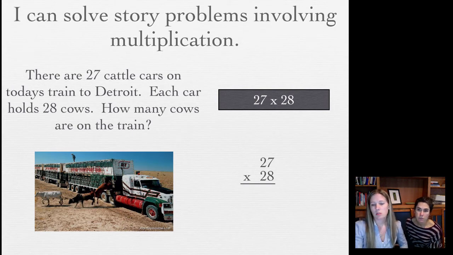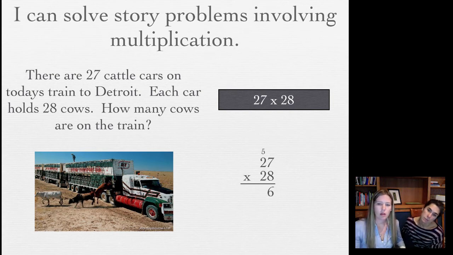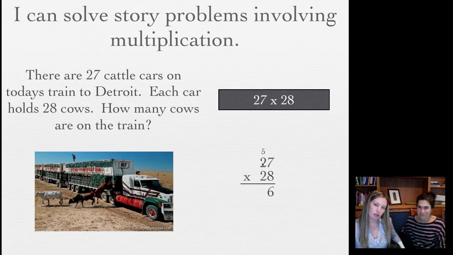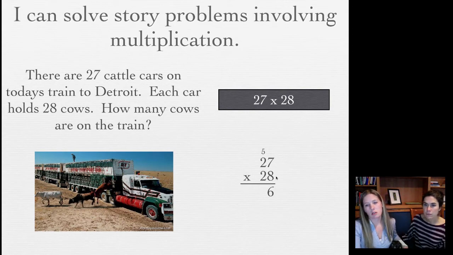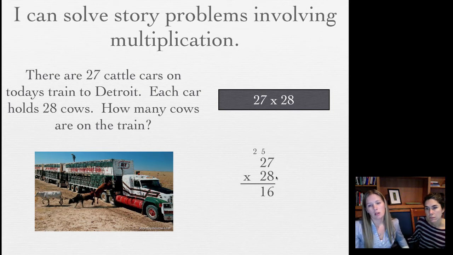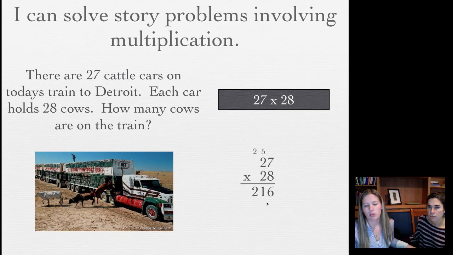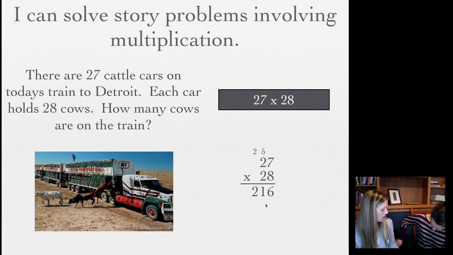So 27 times 28, we start with our ones, so 7 times 8 is 56, and then I move in and multiply my ones times my tens, so 2 times 8 is 16, 16 plus 5 is 21, and then this one again, it would be like saying 8 times 0 is 8 plus 2, so we put our 2 down here.